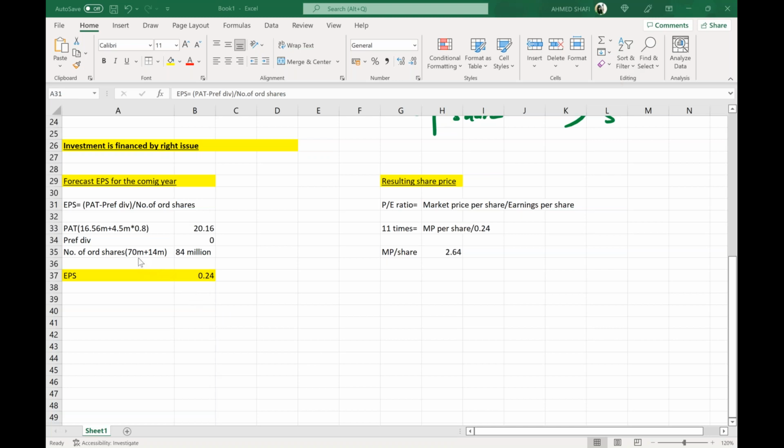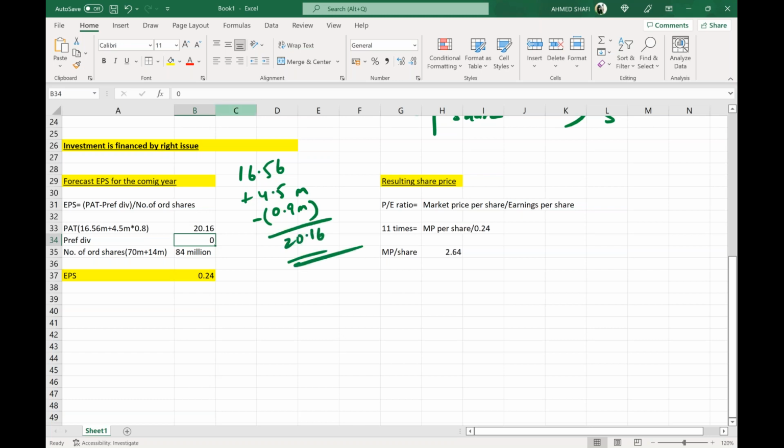So for the next year, the number of ordinary shares is 70 million, increasing by 14 million due to investment, so 84 million. Next year, preference dividend is 0 because there are no preference shares. Next year, PAT: current year PAT is 16.56. It says due to investment, it's increasing by 4.5. But on that increase of 4.5, you have to pay 20% tax. So either you can do it like this: 16.56 plus 4.5 PAT increase, minus 20% tax on this 4.5, which is 0.9. So net will be 20.16.